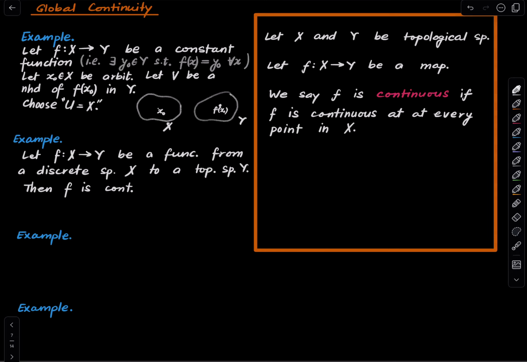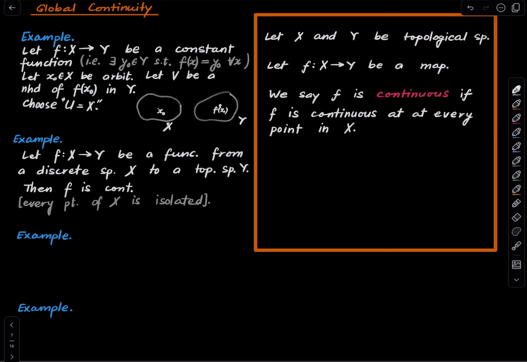Then f is continuous because every point of the discrete space is isolated, and we have already seen that any function is continuous at any given isolated point. So the reason is just that every point of x is isolated. Okay, so if you have a discrete space, it admits every function as a continuous function, and this is the reason why discrete spaces are kind of boring.